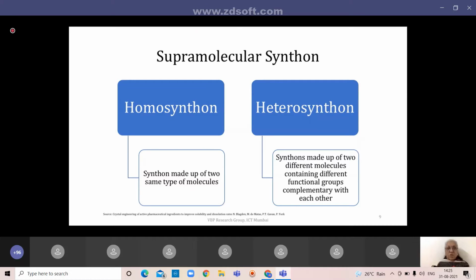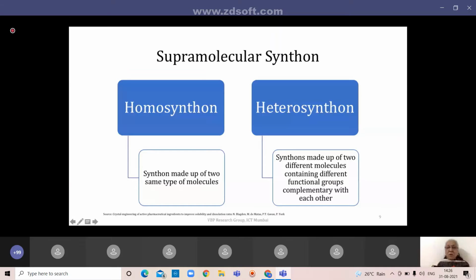So a supramolecular synthon could be a homosynthon, wherein the synthon is made up of two similar types of molecules. The name itself suggests it. Or a heterosynthon. Heterosynthons will be synthons made up of two different molecules. That means these molecules will contain two different functional groups which are complementary to each other.